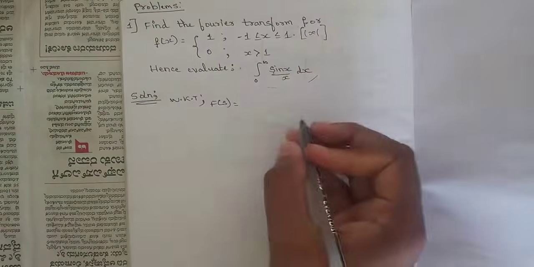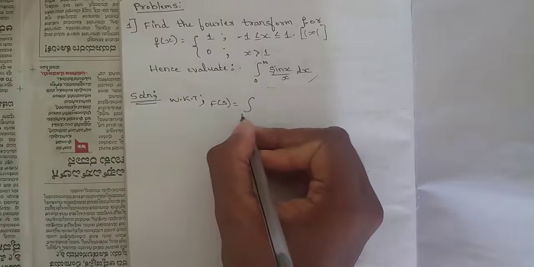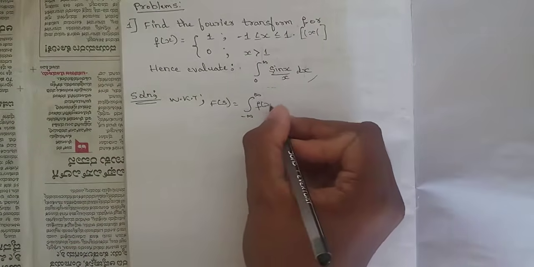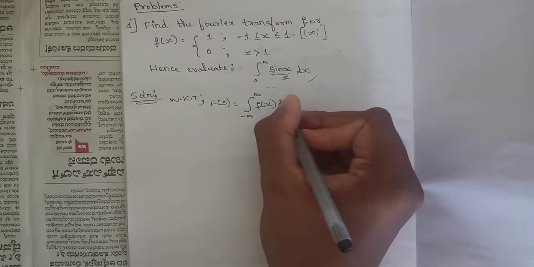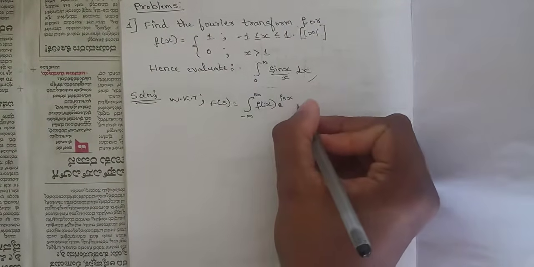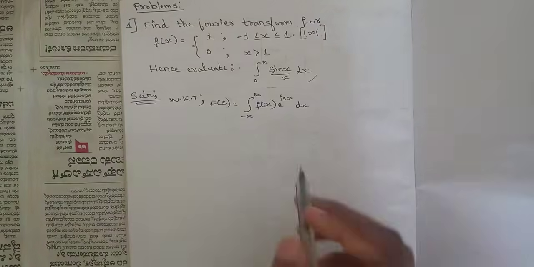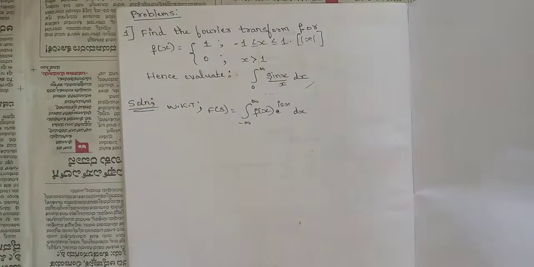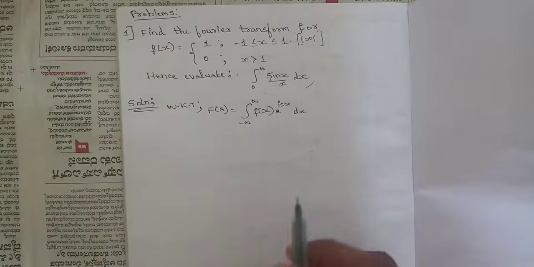Okay, so now we'll write the formula for F(s). We know that it is the integral from minus infinity to infinity of f(x) e^(isx) dx. Here we need to split the limits as per the given question. The limits are from minus infinity to infinity, right? So how can we split this?